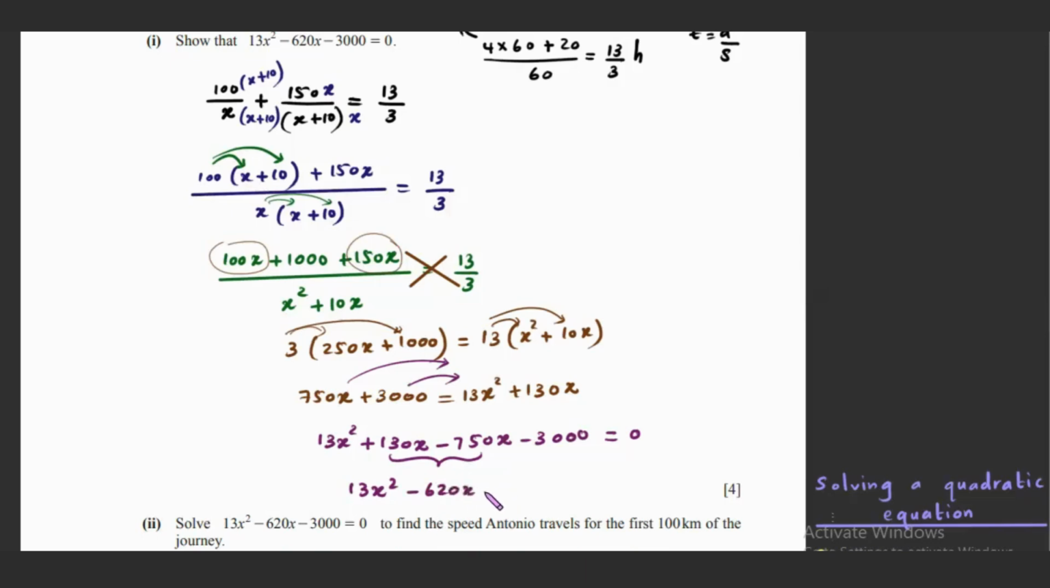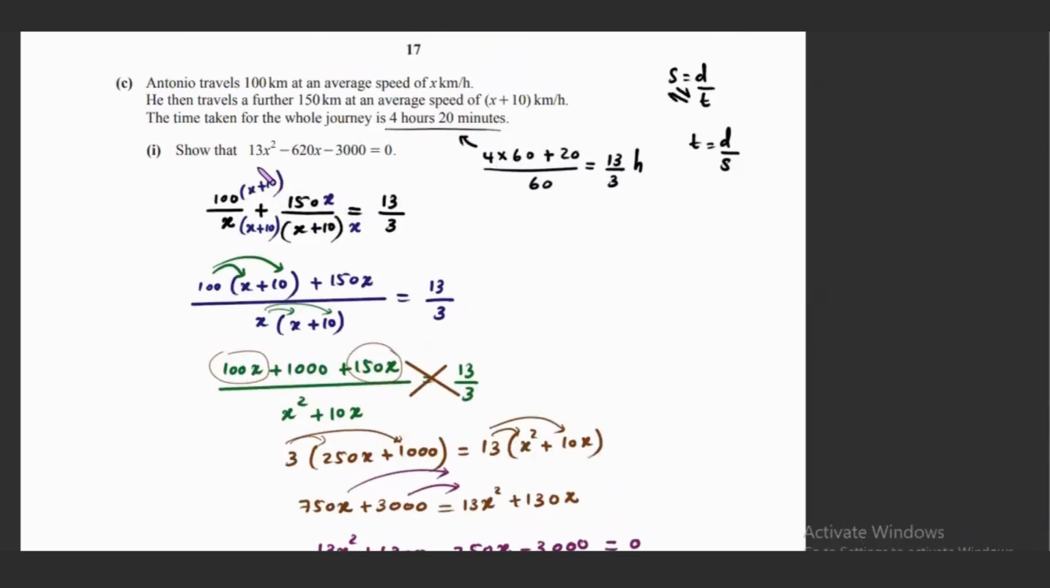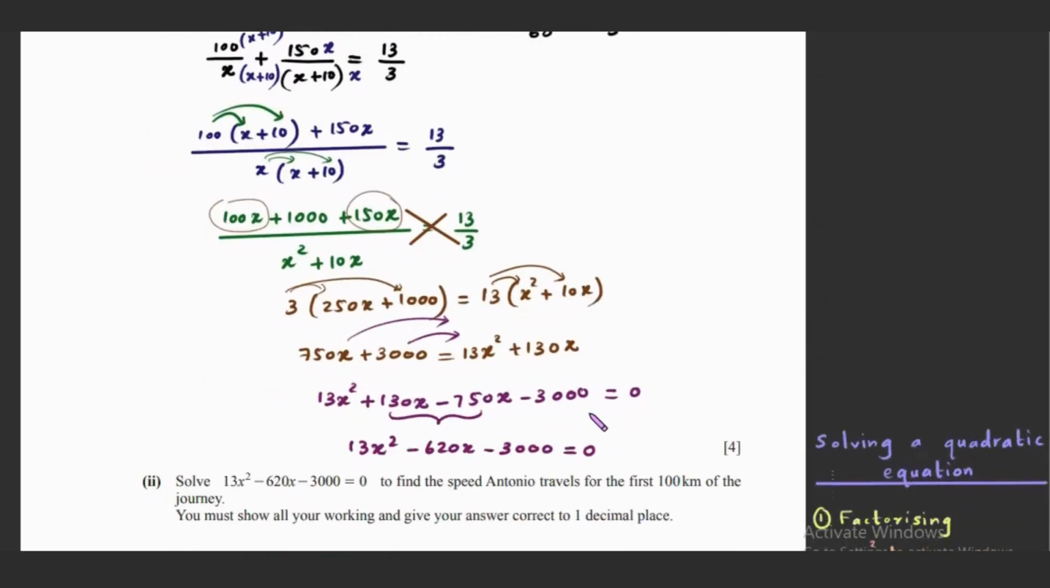Then I have this minus 3000, which is equal to this 0. This is what we have in the question. So 113x squared minus 620x minus 3000 is equal to 0. So we have derived that.